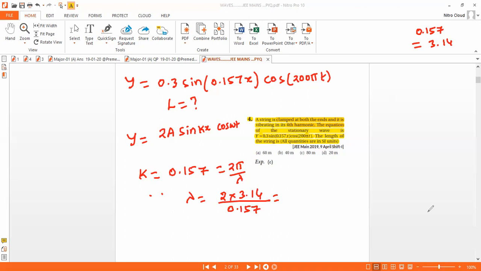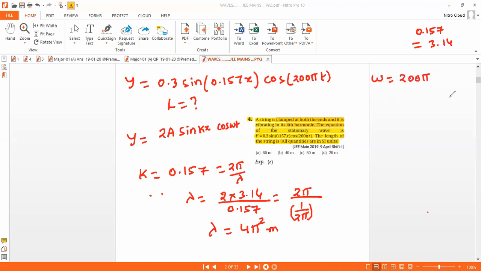I think 1 by 2 pi, because 3.14 inverse means 0.318. Fine. 0.157 I can write as 1 by 2 pi. So lambda is equal to 4 pi square meter. And omega is equal to 200 pi.